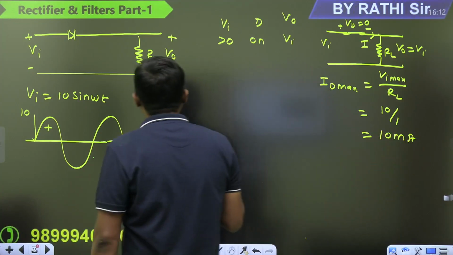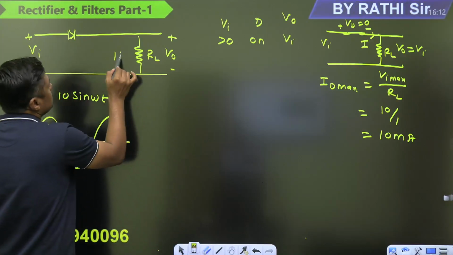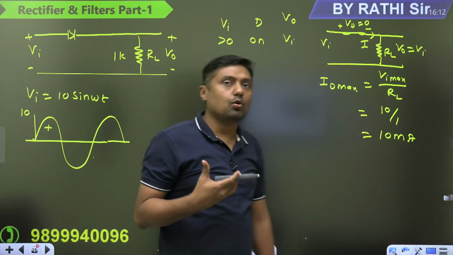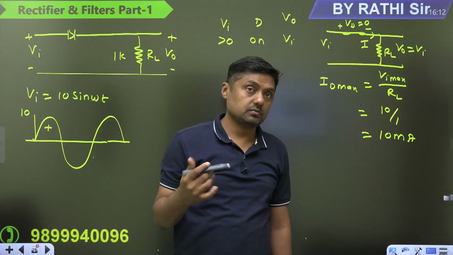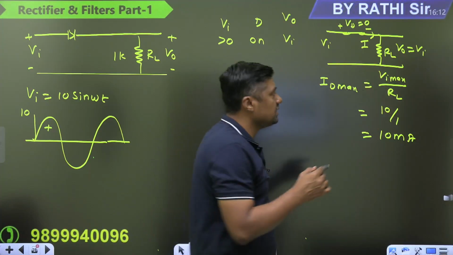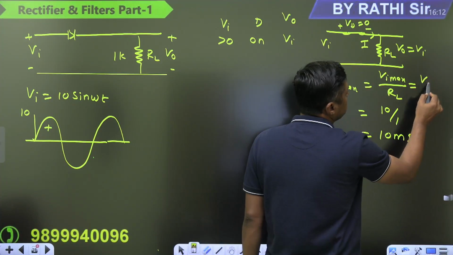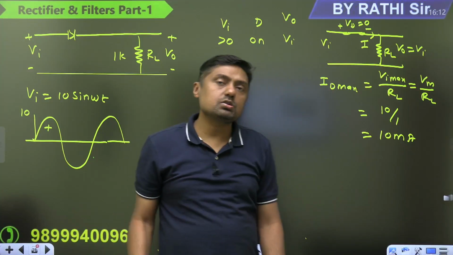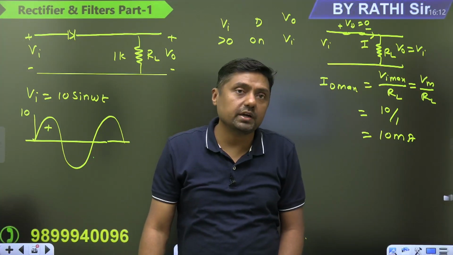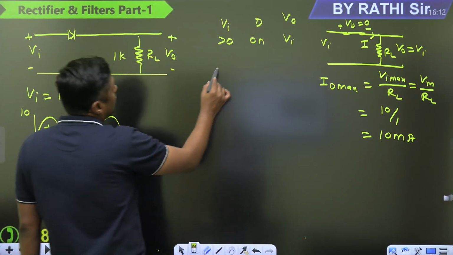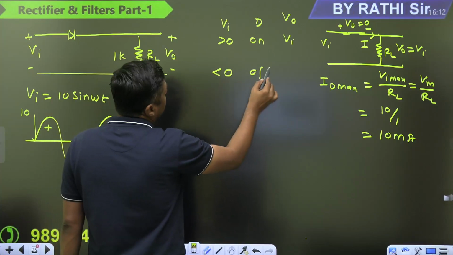This is an important parameter, guys. What is the maximum current through the diode when it is forward biased? That is given by VI maximum upon RL, that is nothing but VM upon RL. So when the diode is forward biased, you have to find the maximum current through the diode. But when the diode is reverse biased, when it is less than 0, diode is off.